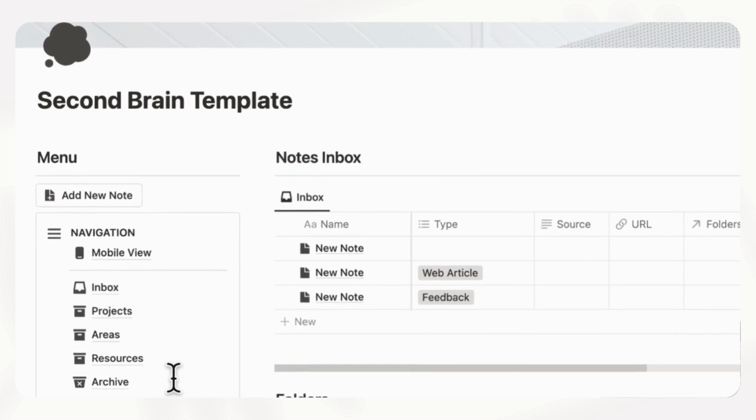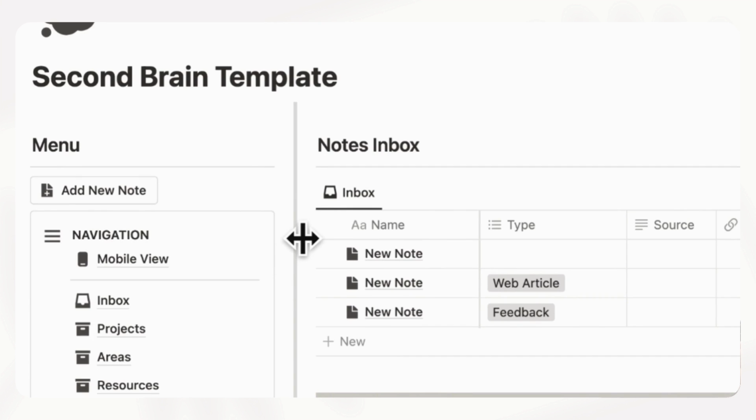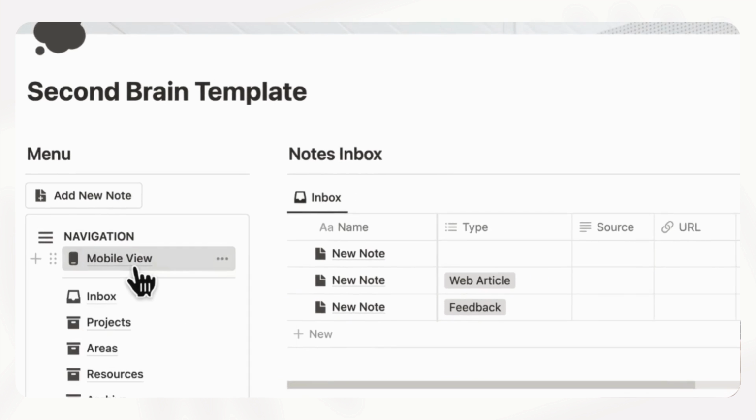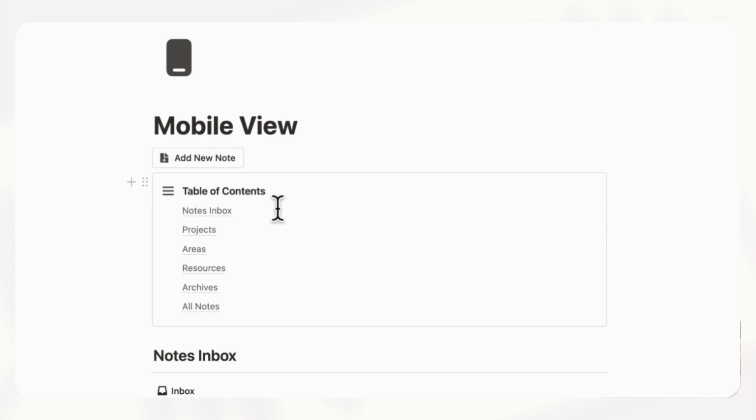And finally, we wanted to talk about our mobile view. So taking notes is often a mobile activity because we're usually on the go and we need to take notes quickly. So with mobile view, you can make this your default when you use it on your phone. And we basically streamline the template into a mobile version. So we have our add note button and then this table of contents where you can quickly go from your notes inbox, projects, areas, resources, archives, and all notes really quickly.